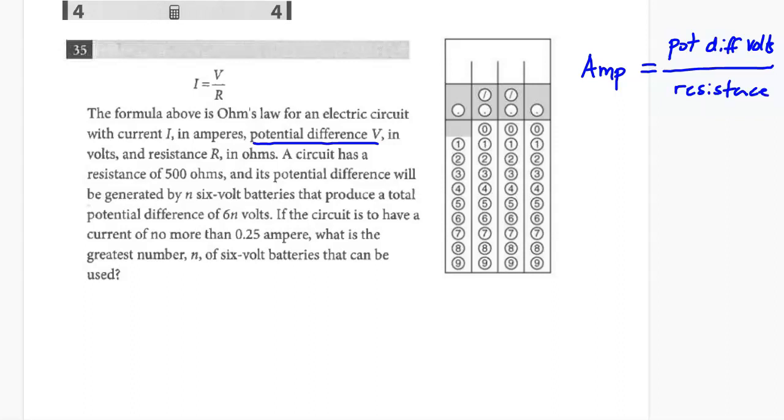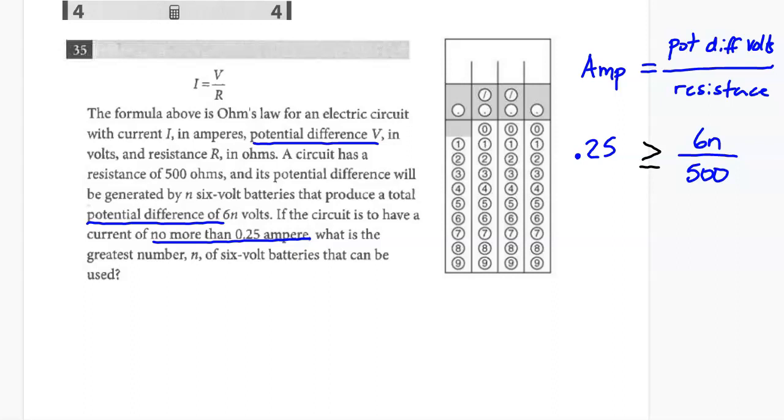A circuit has a resistance of 500. All right, and its potential difference will be generated by 6 n-volt batteries that produce a total potential difference of 6n. So my potential difference is 6n, and the number of amps: the circuit is to have no more than 0.25 amps. So I need to tweak this a little bit. No more than means that this over here needs to be smaller than 0.25. Otherwise, we blow the circuit.